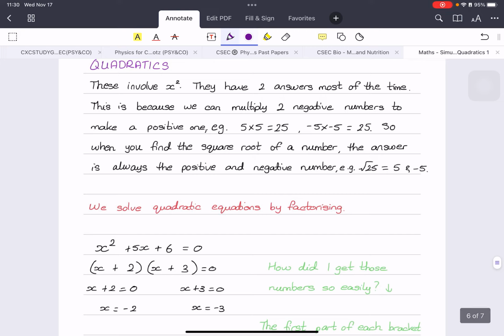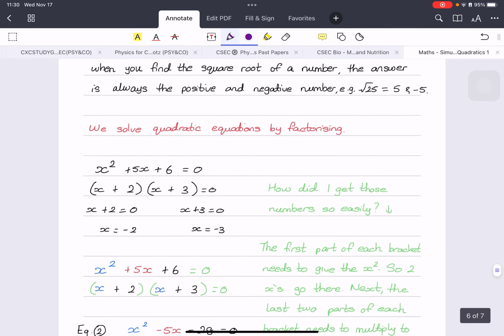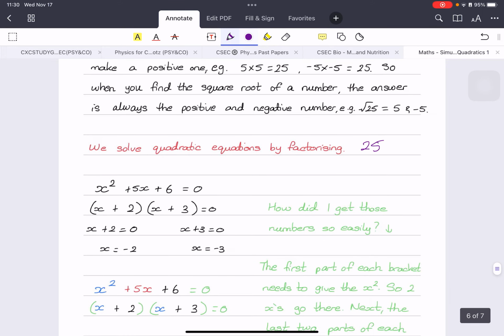And finally, we move on to quadratics. So quadratics are any expressions or any equations that involve an x squared, right? So all the algebra we have been doing was just x so far. Now we have x squared, right? And quadratics, we usually have two answers most of the time. And you know why? It's because if you have a square number like 25, right? We know that 5 multiplied by 5 will give us 25.